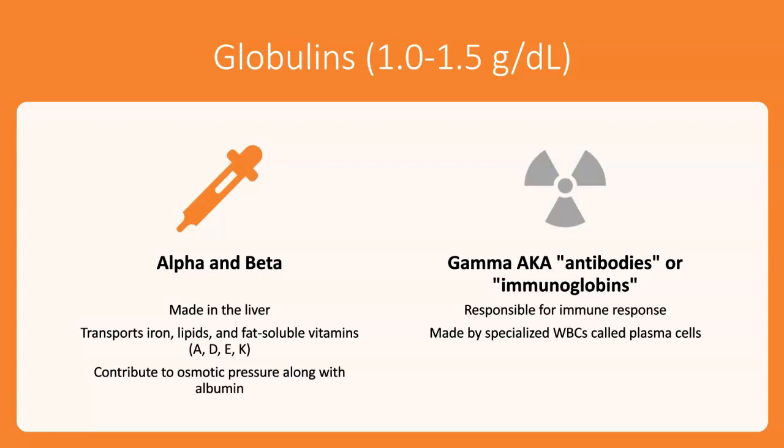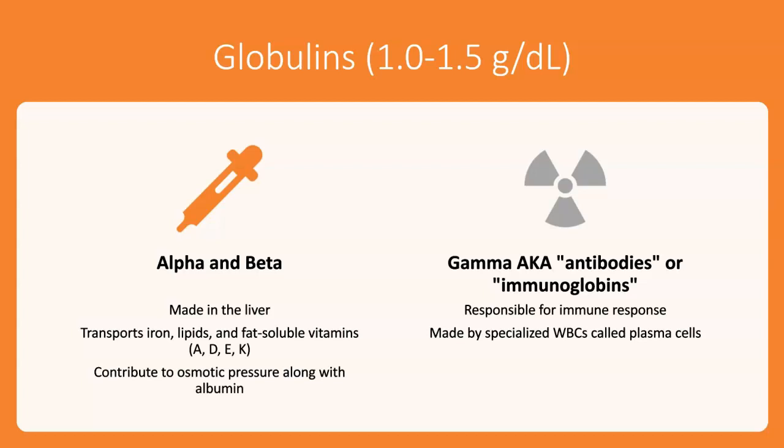Globulins have a normal level of 1.0 to 1.5 grams per deciliter of blood. Alpha and beta are the two examples. These are made in the liver, and I should go back real quick: albumins are also made in the liver. Their job is to transport iron, lipids, and fat-soluble vitamins, so that would be vitamins A, D, E, and K. And then they also contribute to that osmotic pressure along with the albumin.